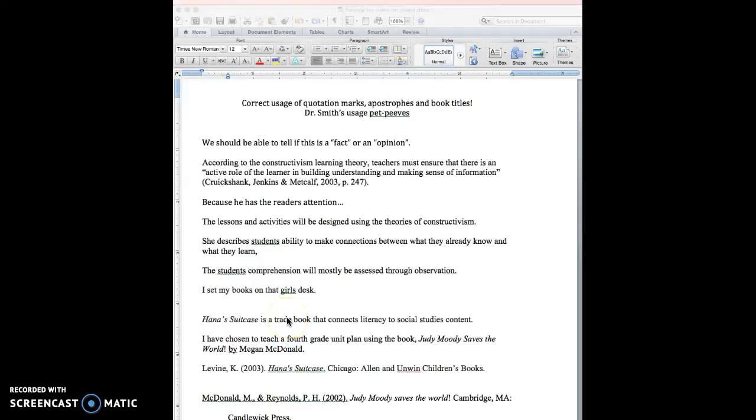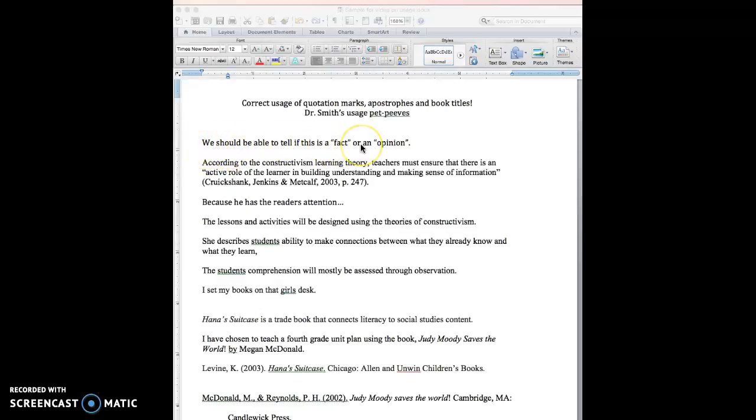Okay, we're going to look today at 3 different errors that students make over and over. And I'm trying something new to try to help people to be able to do this correctly. And so our first error is the correct use of quotation marks, especially at the end of a sentence. So often students will do this.